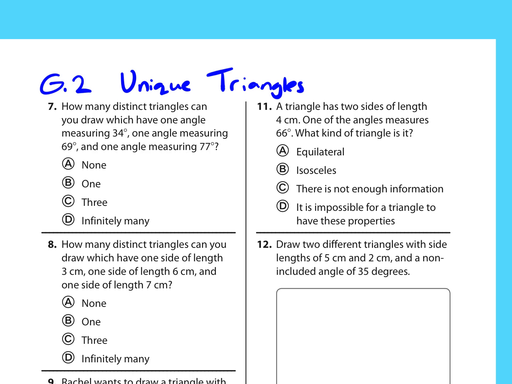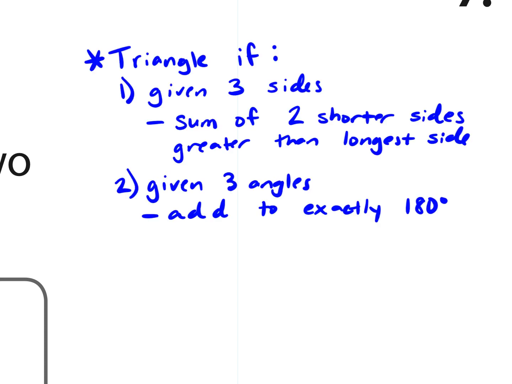Something that we just want to start with is writing some details over here to the side about how to determine if you have a triangle or not. First of all, if you're given 3 sides, you can determine if it's a triangle by adding the 2 shorter sides, and that value should be greater than the longest side. If you're given 3 angle measures, they have to add to exactly 180 degrees.